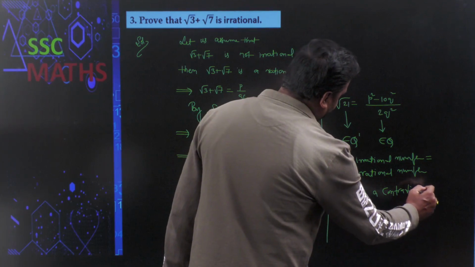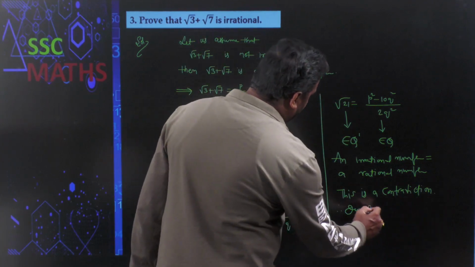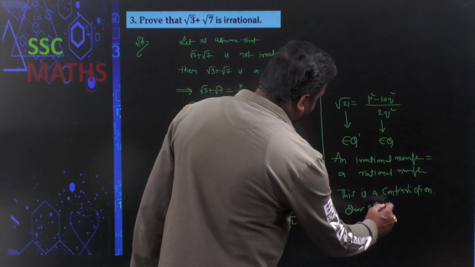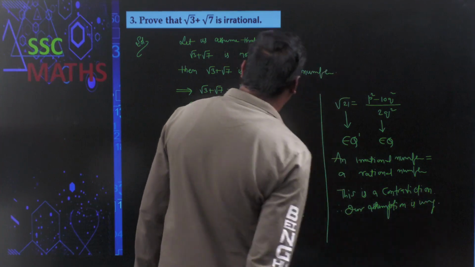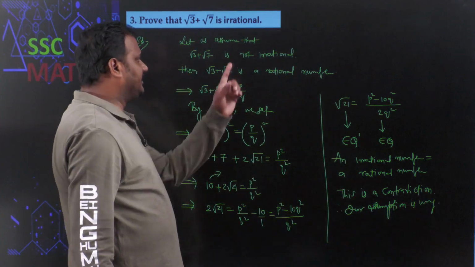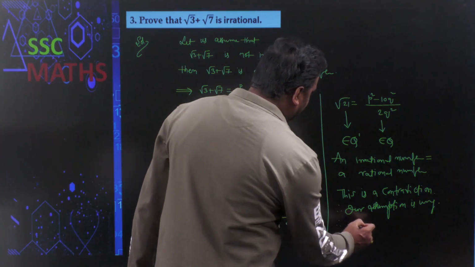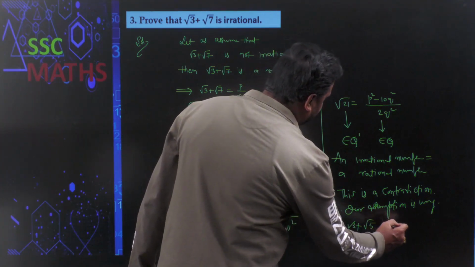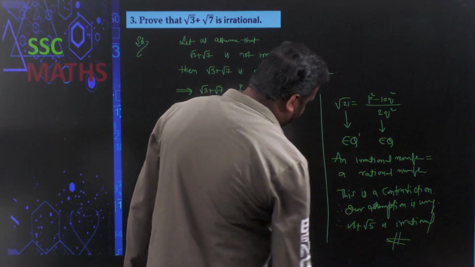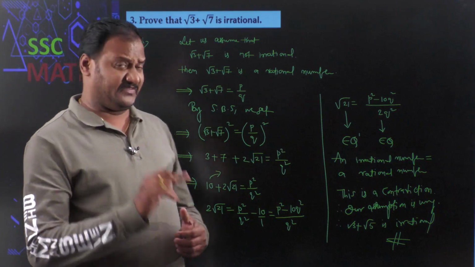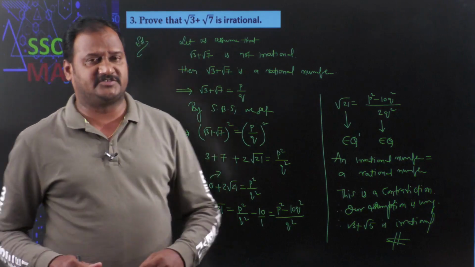So this contradiction is only due to our assumption. So therefore our assumption is wrong. So what is correct then? Therefore root 3 plus root 7 is irrational. This is what is correct. So hope you understand how to prove first root 3 is an irrational number, 3 plus root 5 is an irrational number, root 3 plus root 7 is an irrational number.